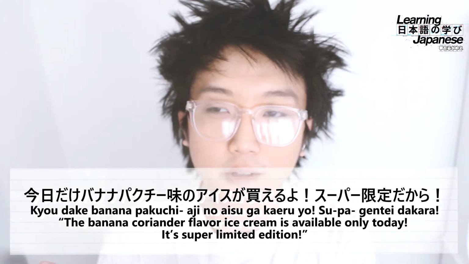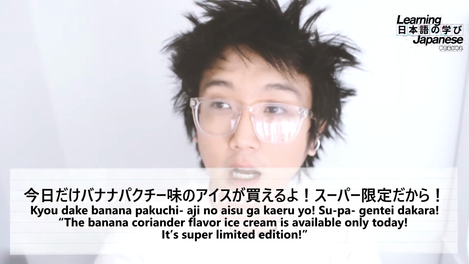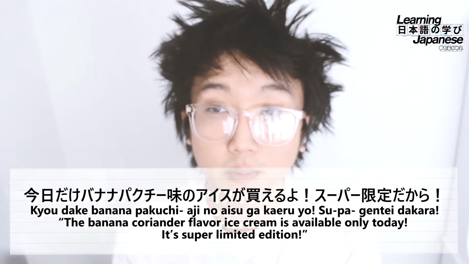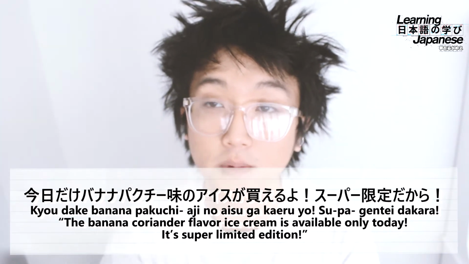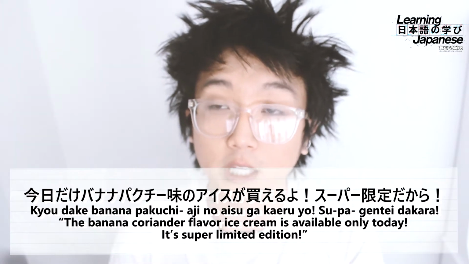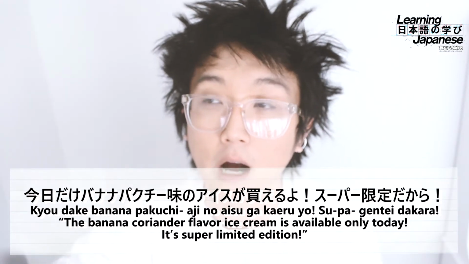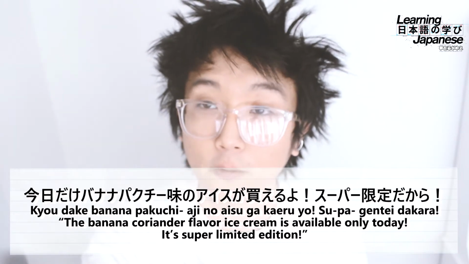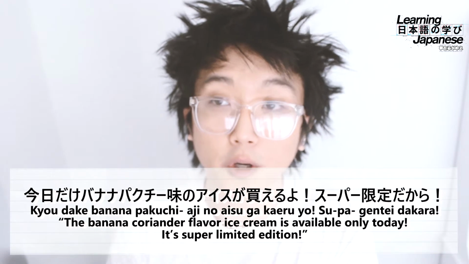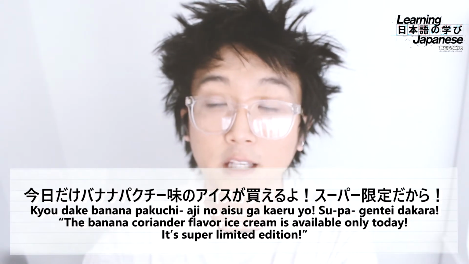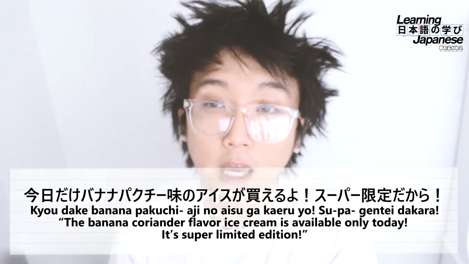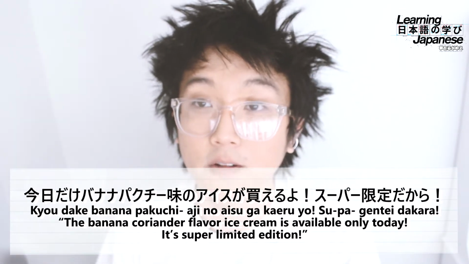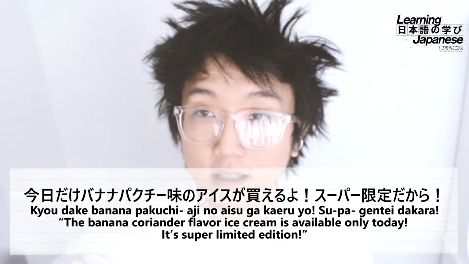Okay, so moving on with the sentence, we just have a couple of words left. We have the particle ga, then kaeru, then yo to end the sentence. Kaeru is the potential form of the verb kau, which means to buy. So kaeru means to be able to buy or can buy. The particle that is usually used with the potential form is ga, so that explains the ga right before it. Then the sentence-ending particle yo is the explanatory particle, explaining to you that this is the only day when you can buy banana coriander flavor ice cream. Kyo dake banana pakuchi aji no aisu ga kaeru yo.